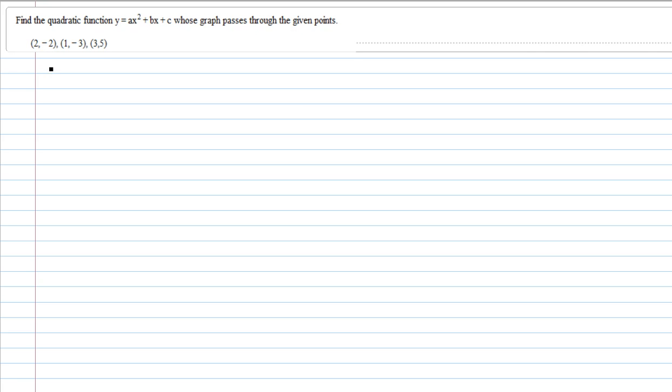So we're going to replace the y with -2 and the x's with 2. So we have -2 equals a times 2 squared plus b times 2 plus c. So I'm going to simplify that, and I have -2 equals 4a plus 2b plus c. Now let's do the next one.